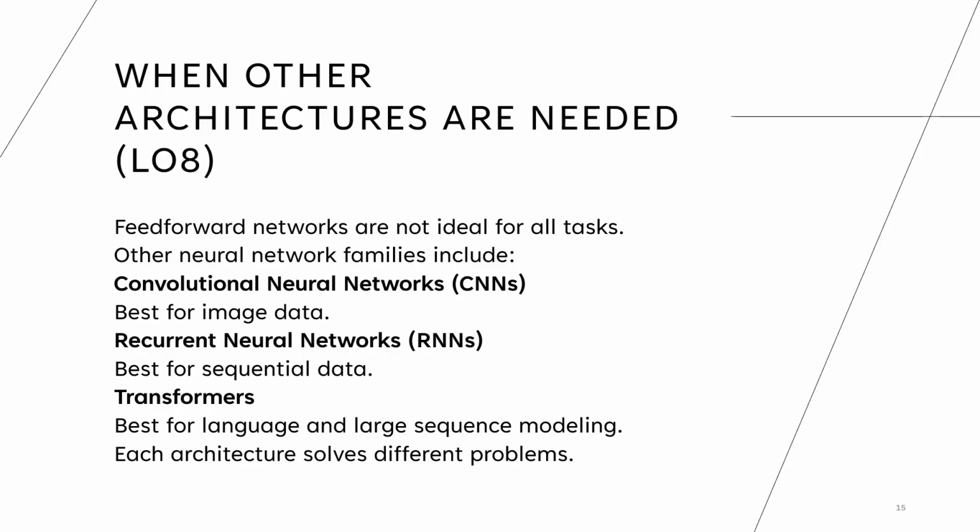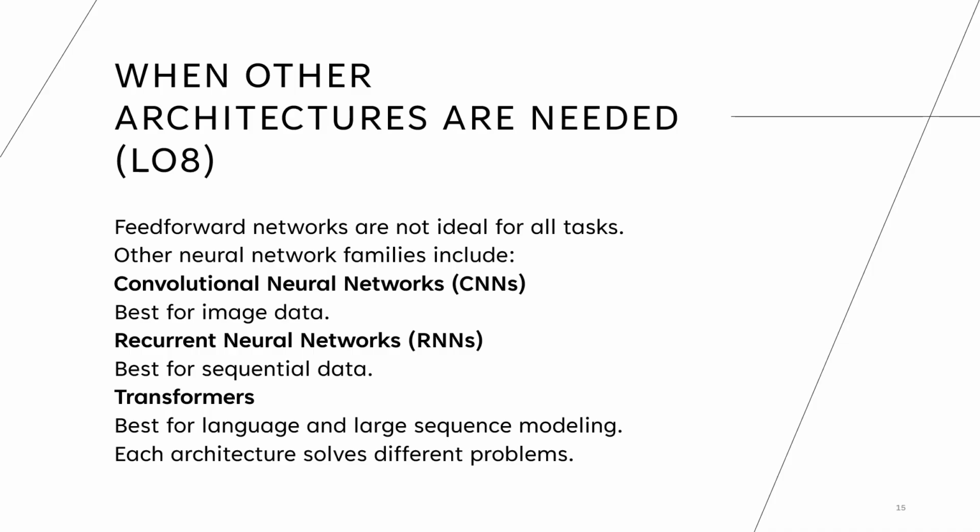Although feedforward neural networks are very useful, they are not the best choice for every type of problem. Some tasks require neural network architectures that are designed to handle specific types of data. For example, convolutional neural networks, often called CNNs, are especially effective for image data. They are designed to recognize spatial patterns, such as edges, textures, and shapes within images.